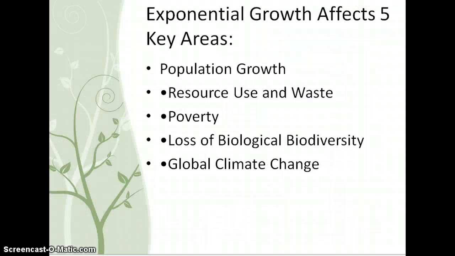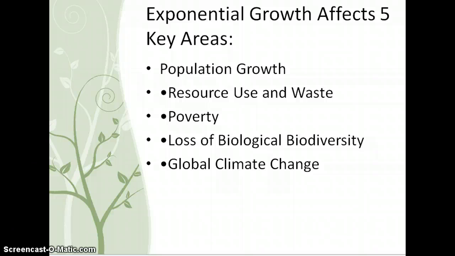All right, at the beginning I said that exponential growth affects our environmental problems. There are five main ways that exponential growth affects our environment. Our population is experiencing exponential growth. As a result of the growing population, we're using resources and producing a lot of waste that affects our environment. We have to dig up resources, drill for resources, cut down resources, and as a result of what we consume, we produce a lot of waste that has to be dealt with.